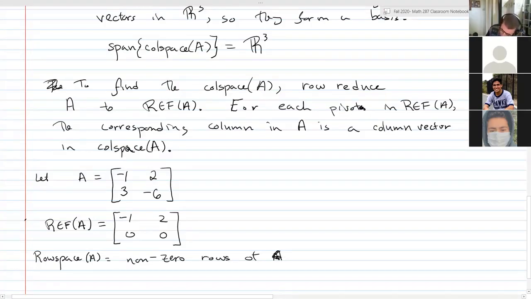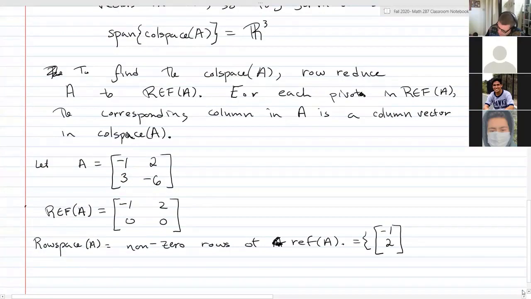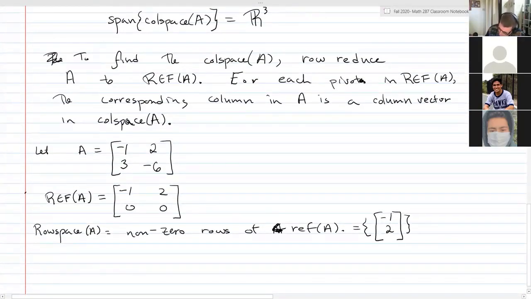So of REFA. And so that row space is going to equal, okay, (-1, 2). So that's the row space, is (-1, 2). All right. Now, if we look in the row reduction, there's our pivot. Our pivot is in the first column, right?